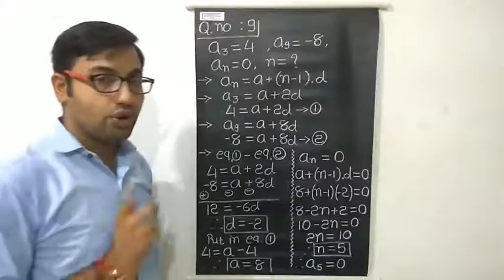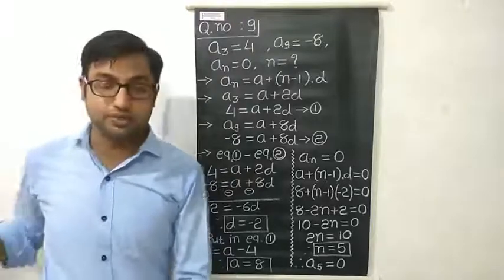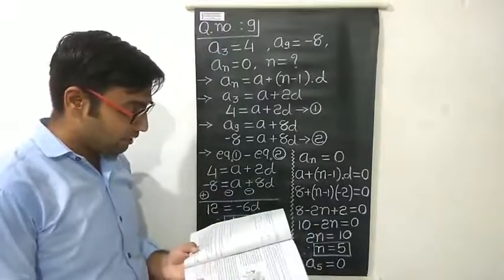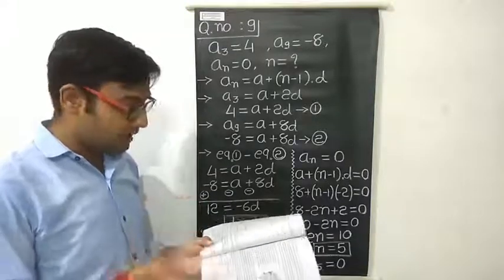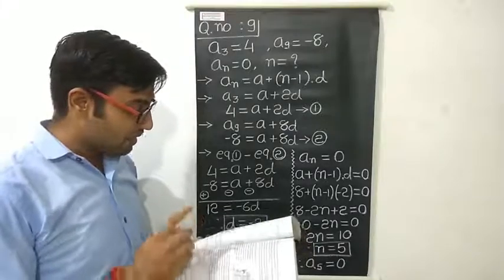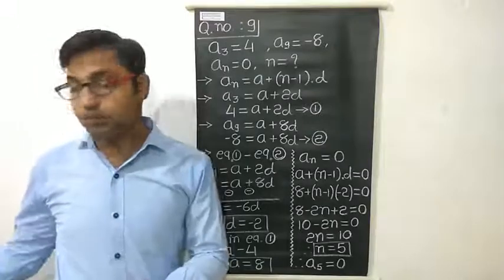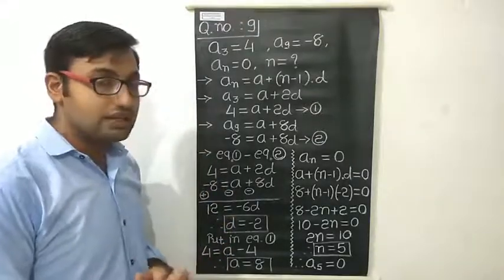Okay, let us study question number 9. The question is: if the third term and the ninth term of an AP are 4 and minus 8 respectively, which term of this AP is 0? We have to find out which term in the given AP is equal to 0.